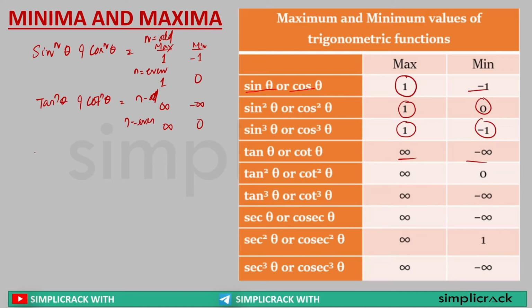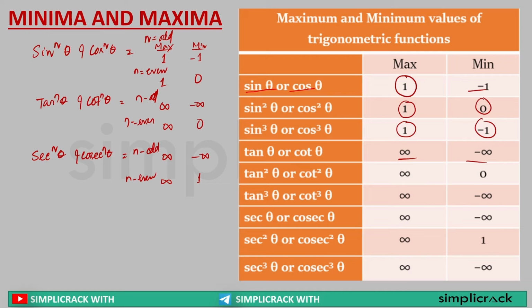Okay. For sec theta and cosec theta, for sec to the power n theta and cosec to the power n theta, if n is odd, the maximum value will be infinite, minimum value will be minus infinite. But remember this, if n is even, then maximum value will be infinite and the minimum value will be 1. Because if cos theta is 0, that means 1 by 0, sec theta will be infinite. That is not possible. That's why the minimum value of sec to the power n or cosec to the power n theta, when the power n is even, is 1. Clear?